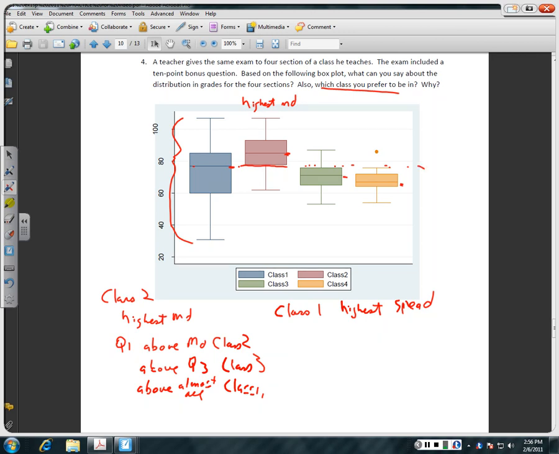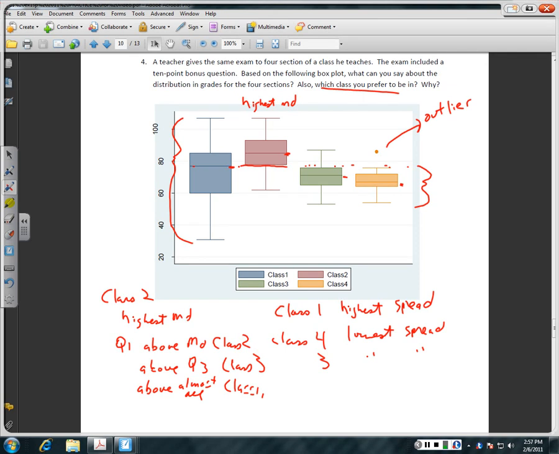And class 4 is the narrowest, so lowest spread, though class 3 isn't that much more spread. So class 3 and 4 are the ones that have lower spreads. The other thing to notice here in class 4 is the presence of an outlier.